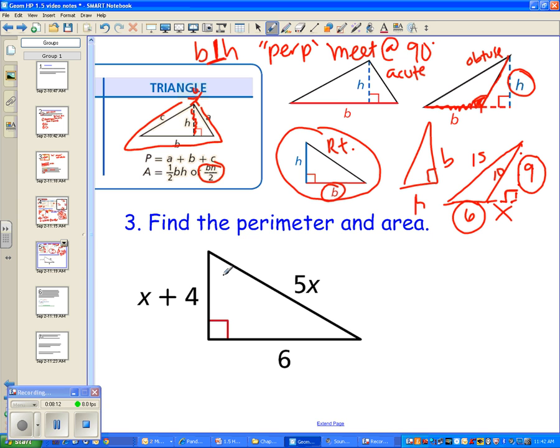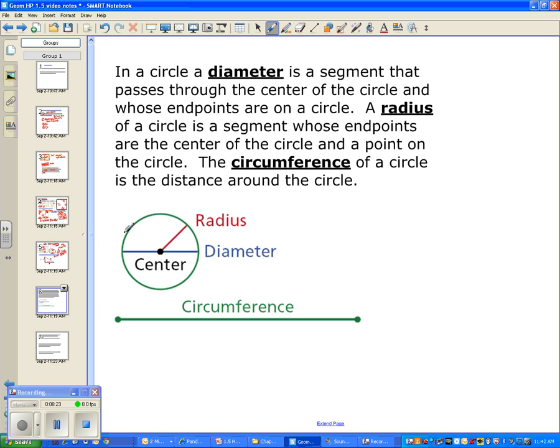Find the perimeter and the area. All you guys have to do, you guys can figure this one out. Just add them up. For area, you're going to be multiplying this one and this one. So see if you can go ahead and do that one. Number 3. All right, moving on to circles.